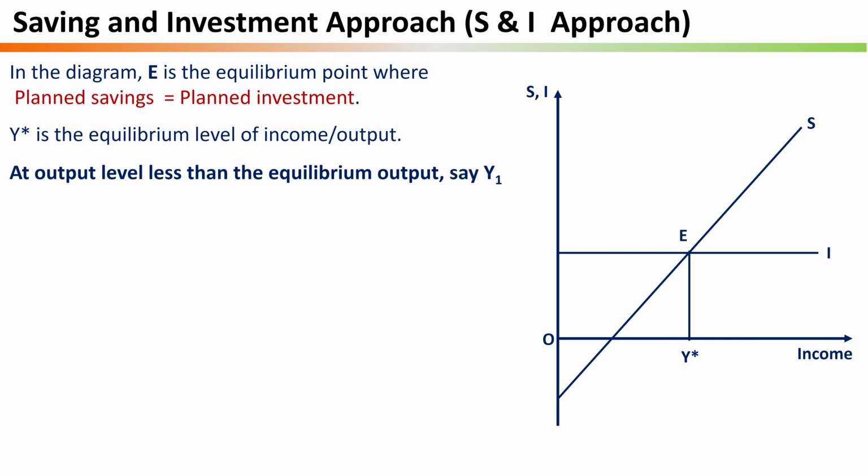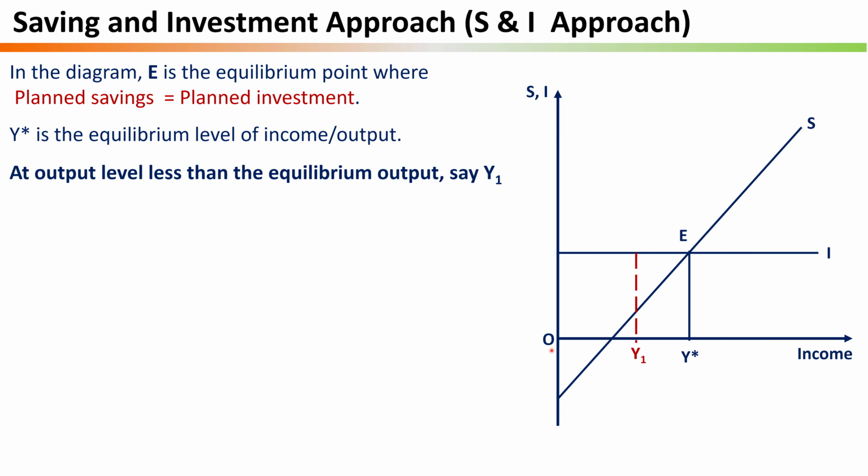Once equilibrium is achieved, the economy will not generally deviate from the equilibrium level. But in case there are deviations, the economy tends back to the equilibrium level. Let's understand how this happens. For that, let's take an income and output level less than the equilibrium level, say Y1.